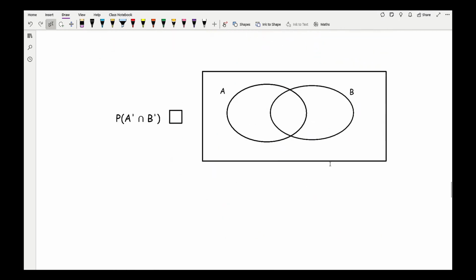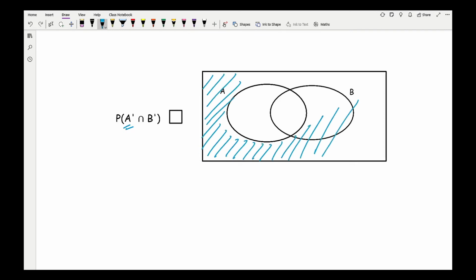So moving on to the next diagram. Here I've got not A and not B. Again, I'm going to take these areas separately, one after the other. So not A, I'm going to highlight in blue. So not A is everything that's outside that circle of A.